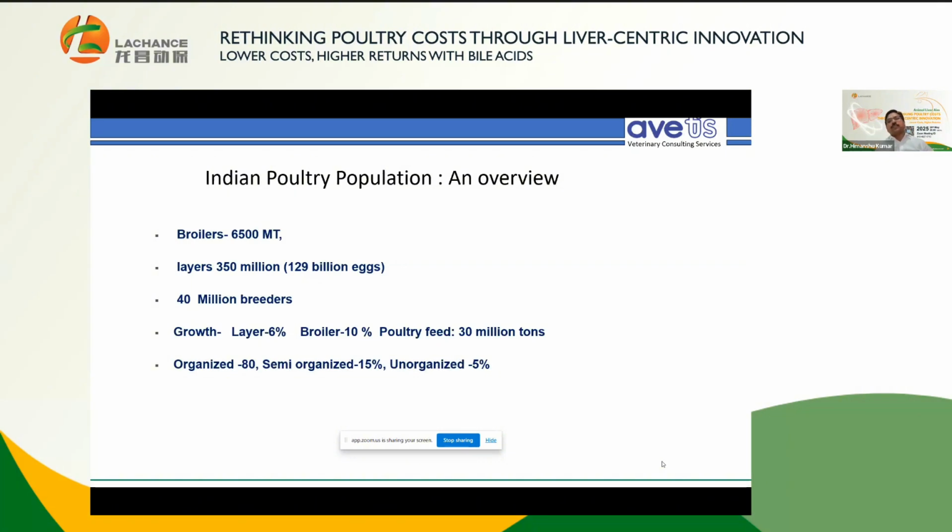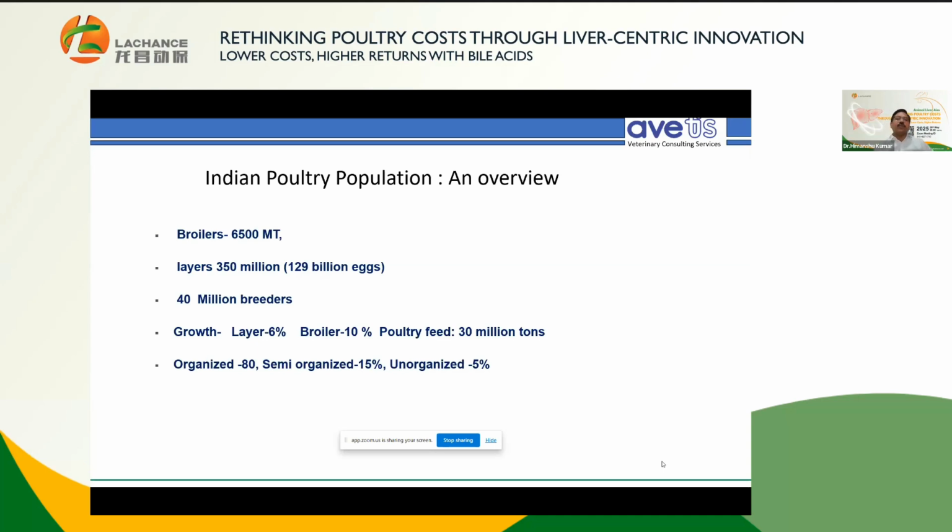Growth of the layer has been close to 6% for the last 10 years, and the broiler growth is more. Poultry feed production is close to 30 million metric tons. Out of the total poultry sector, 80% is organized sector and 15% is semi-organized.